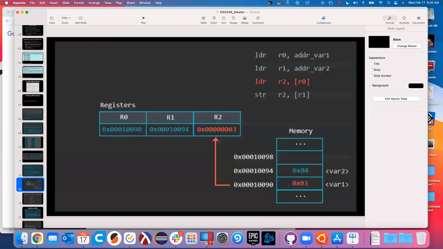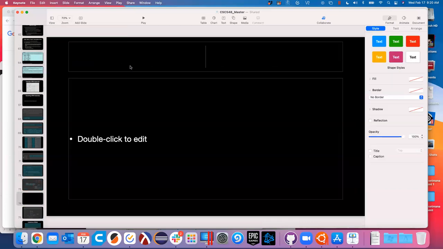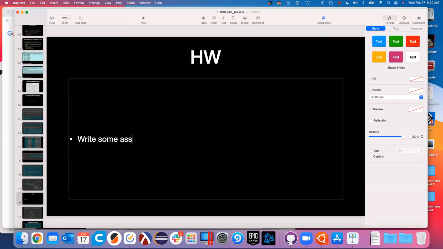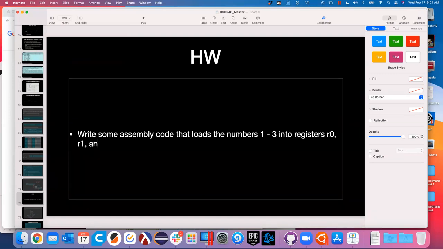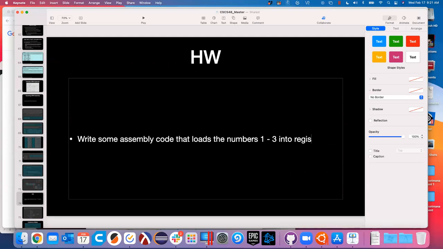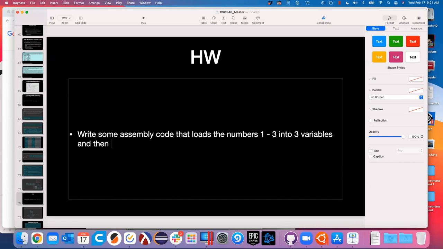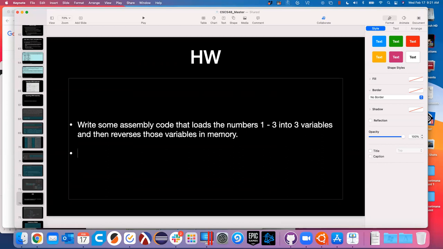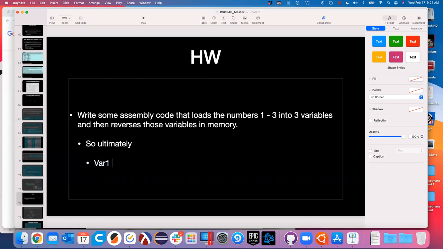All right, so what I'll do for your homework assignment: write some assembly code that loads the numbers 1 through 3 into registers R0, R1, and into 3 variables. And then reverses those variables in memory. So ultimately, var1 would be equal to 1, var2 is equal to 2, var3 is equal to 3.